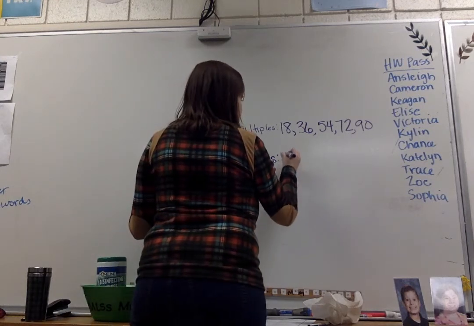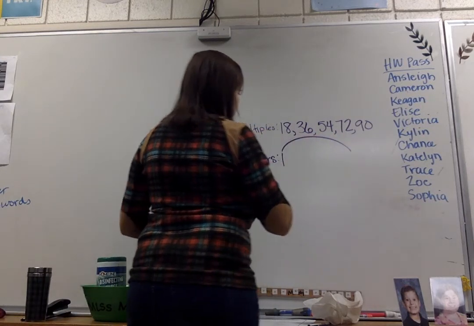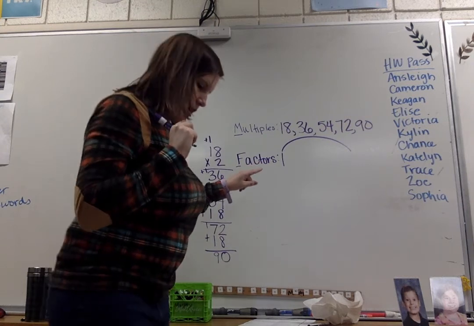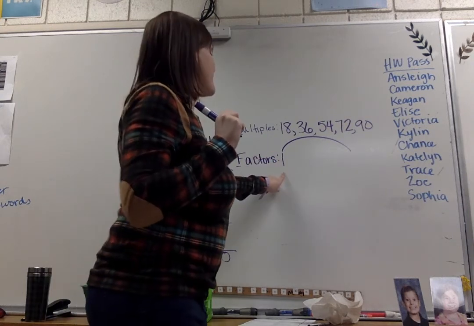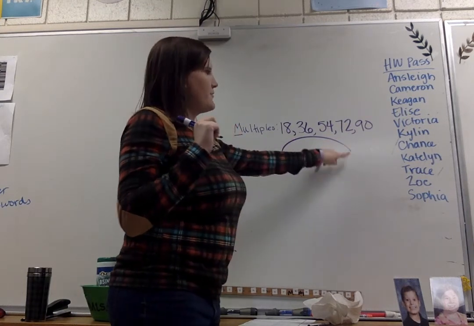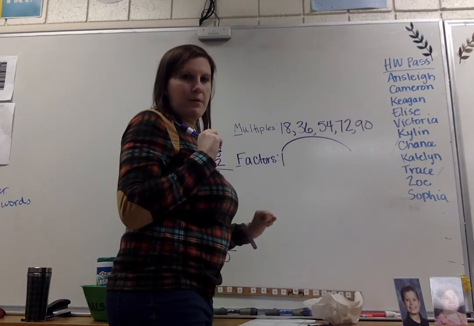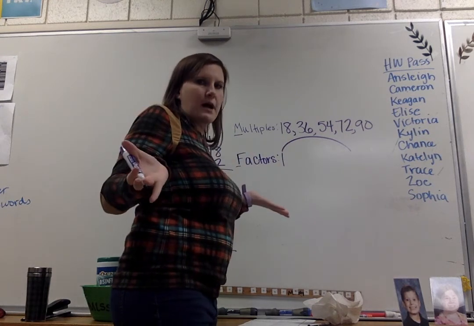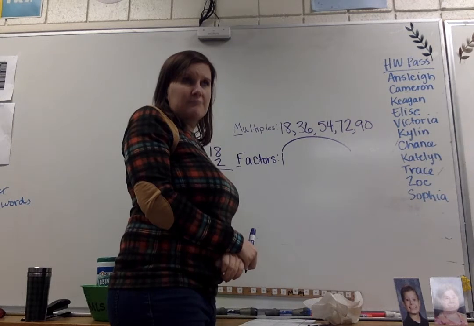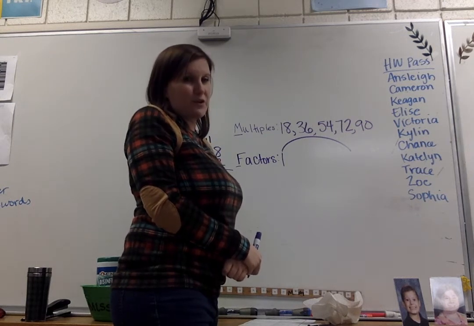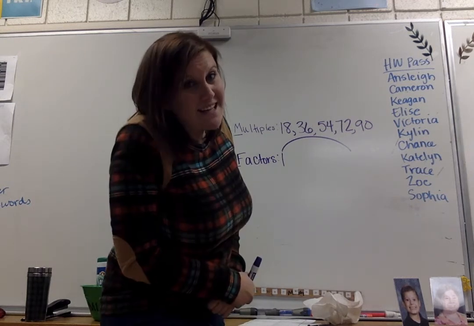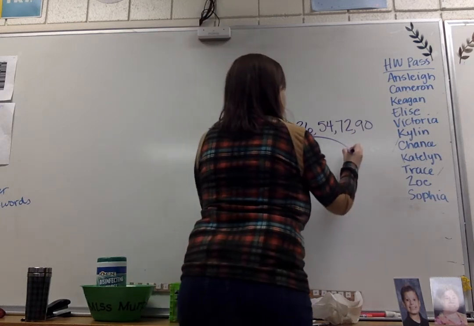So we do a factor rainbow with our factors. And the arc of the rainbow is going to connect the two numbers that multiply to get to that multiple. So what times 1 would equal 18? Pretty difficult question. It's going to be 18, y'all. So 1 times 18.